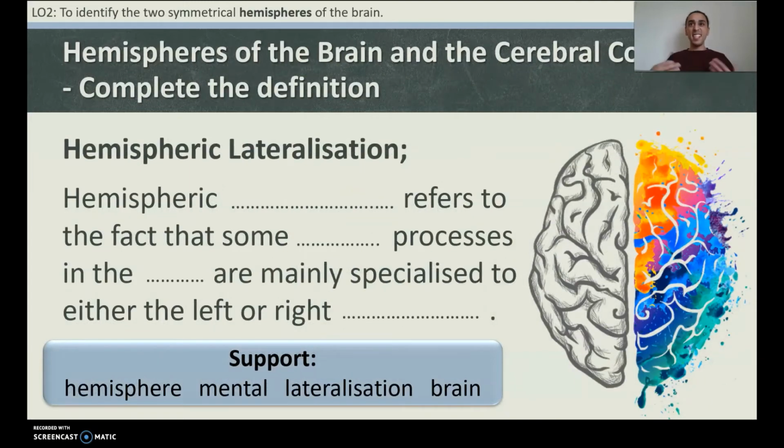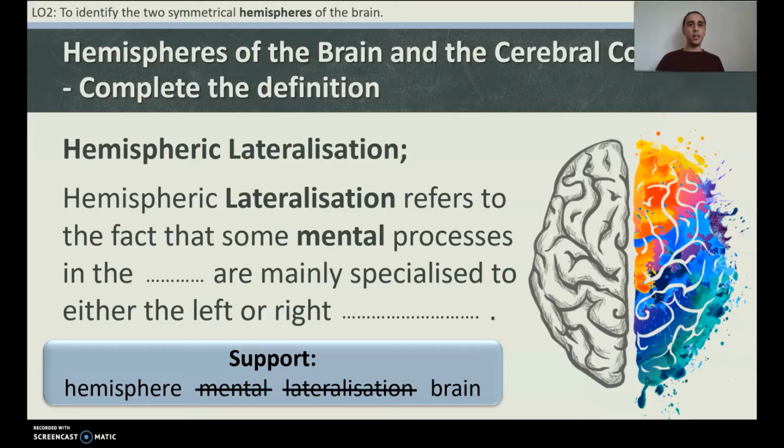Got another gap fill, right? Let's get those definitions. Do we know them? Hemispheres of the brain and the cerebral cortex, complete the definition. Let's give it a go again. Hemispheric lateralization refers to the fact that some mental processes in the brain are mainly specialized to either the left or the right hemisphere.